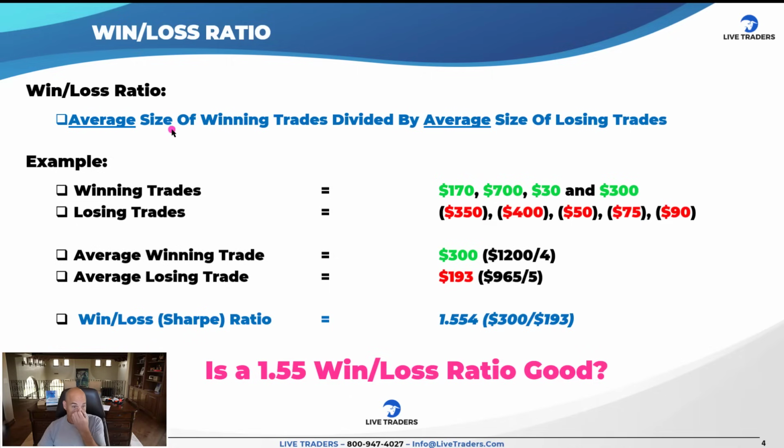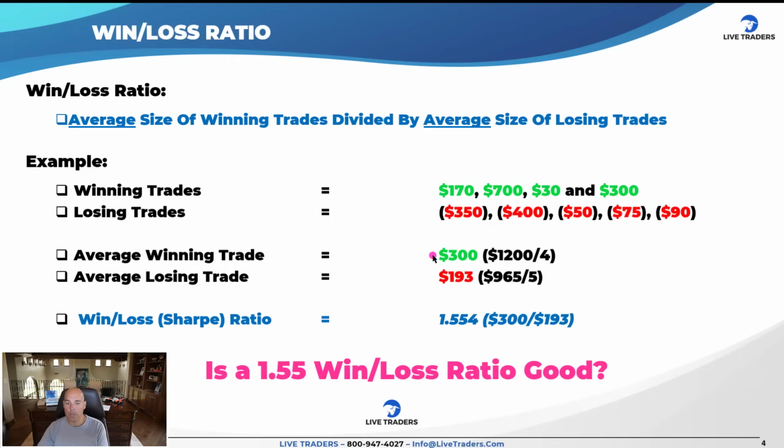You know, it's the average size of winning trades divided by the average size of losing trades. So for example, if you have winning trades, say $170, $700, $30, $300, those are your winning trades, those four trades. And your losing trades are this, minus 350, 450, 75, and 90. Well, guess what? If you added all those trades together and divided by 4, it's 1,200 divided by 4 is $300. So the size of your average winning trade is $300, okay? The size of your average losing trade is 193.